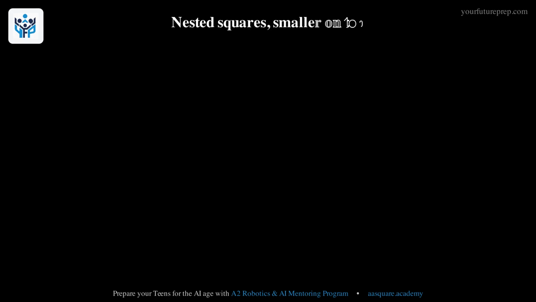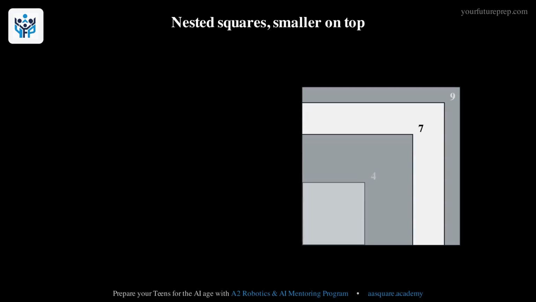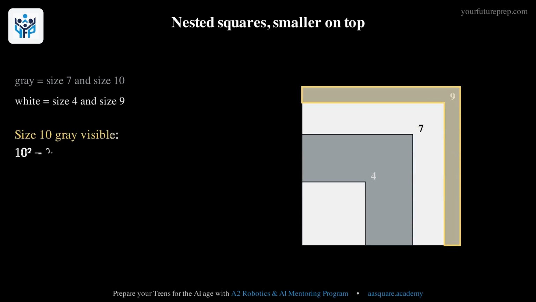Let's build the picture. Start with the biggest gray square, side 10. Put the white square, side 9, on top of it, then the gray square, side 7, and finally the small white square, side 4. Only 2 squares are gray: the size 10 and the size 7.